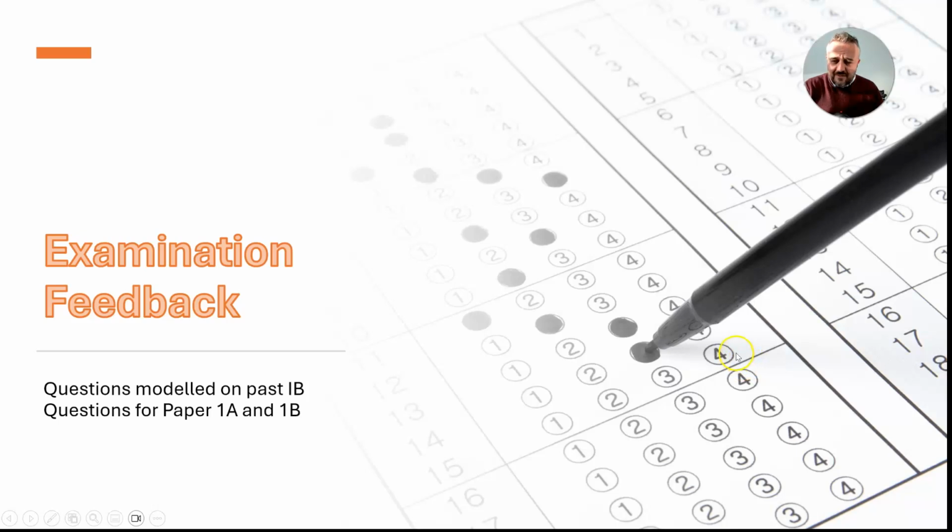G'day chemists. So let's have a look at some examination feedback. This is an exam that my students have done. It's based on past IB questions for paper 1A and 1B. So this is basically a walk through the paper, how to do each question. It's the SL and HL paper.